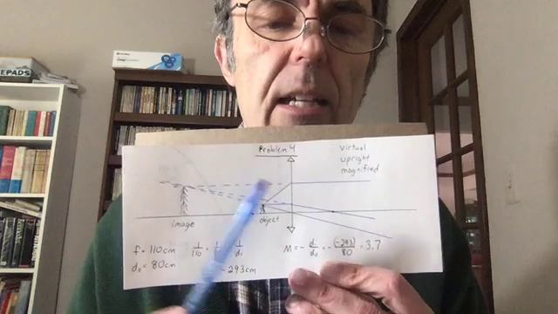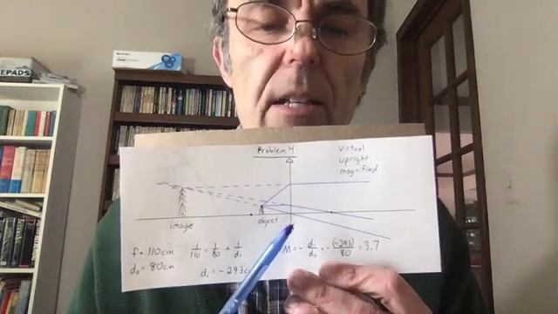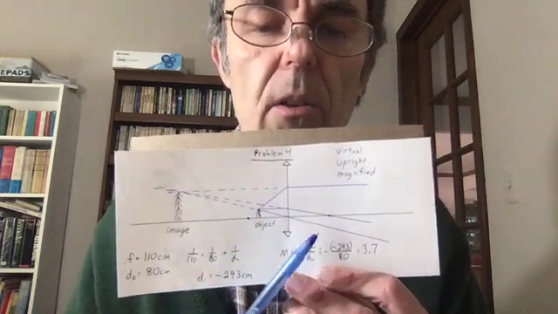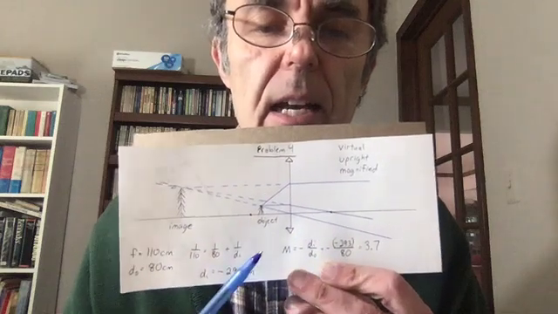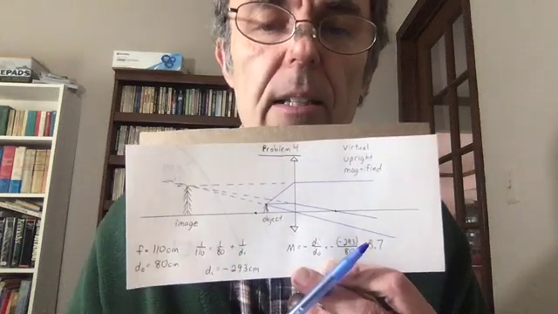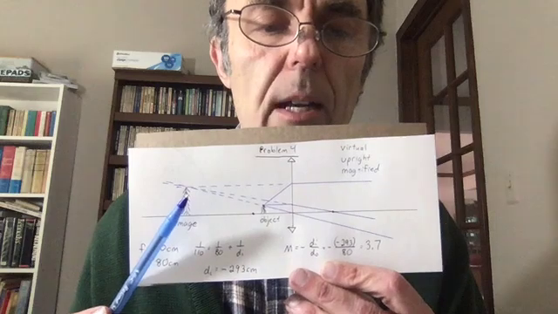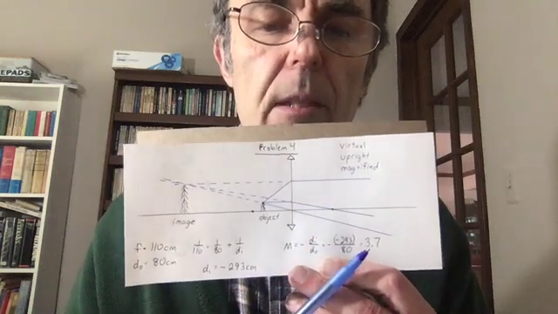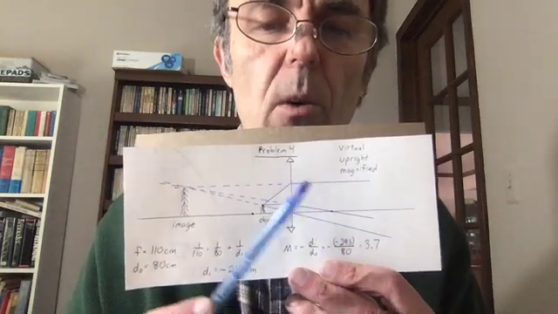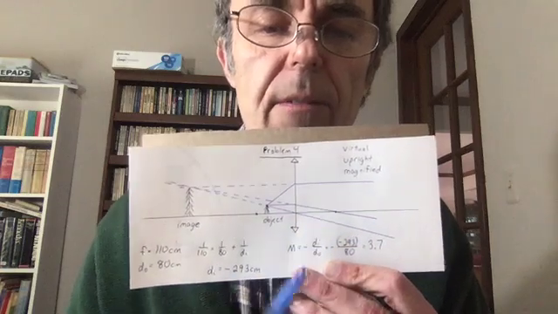This is the classic case of, say, a magnifying glass, where you have the object inside the focal length. The fact that it has a positive magnification is consistent with it being an upright image. The fact that the absolute value of the magnification is greater than 1 is consistent with it being a magnified image.